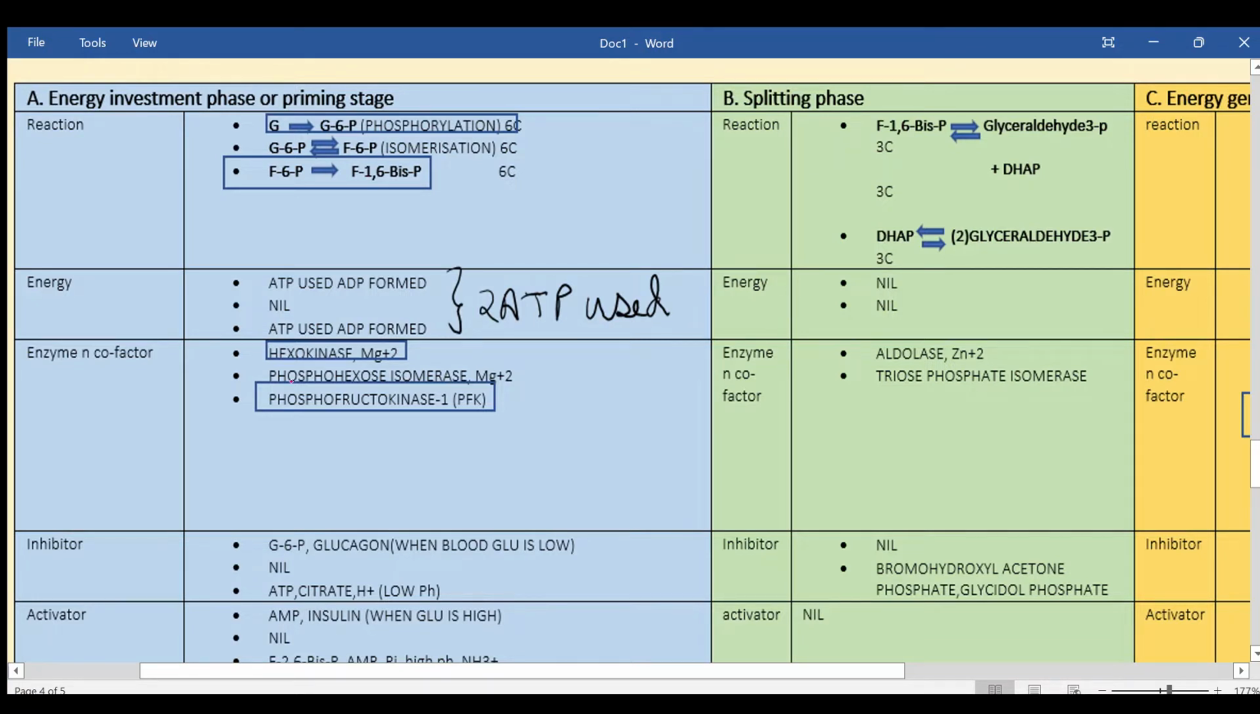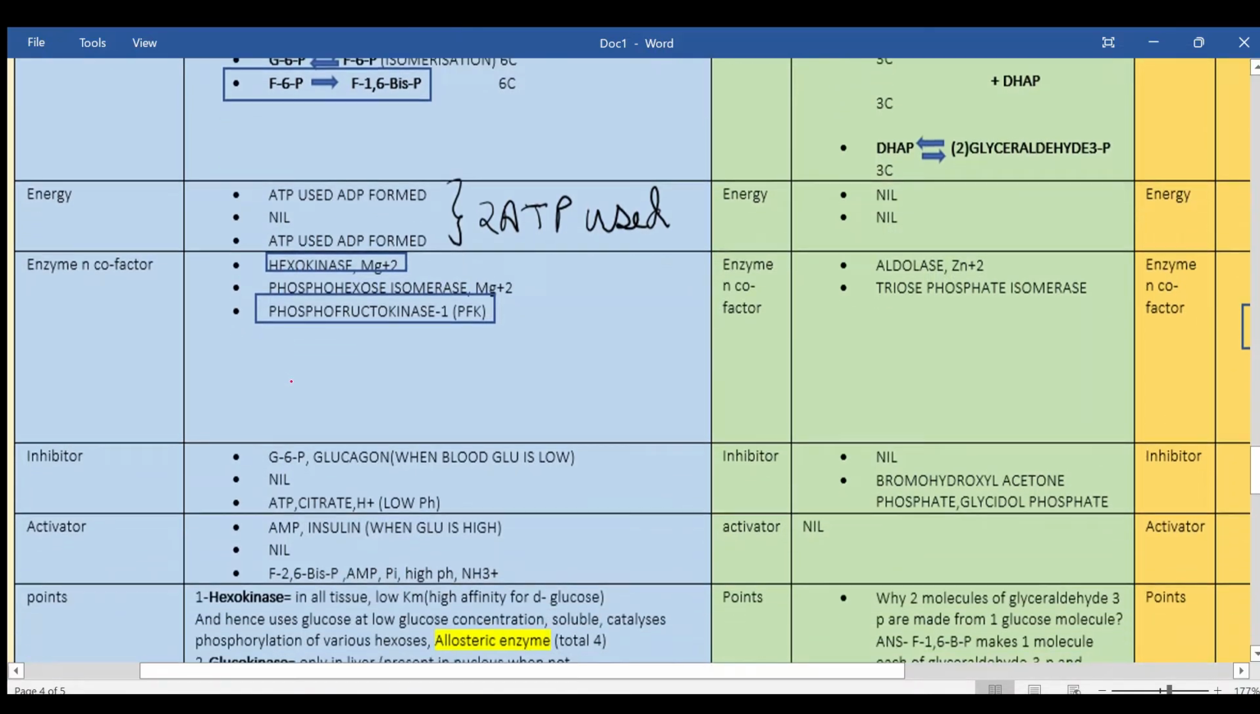I'm going a little slow so that I can explain glycolysis with some important key points. Okay, so have patience and try to understand.